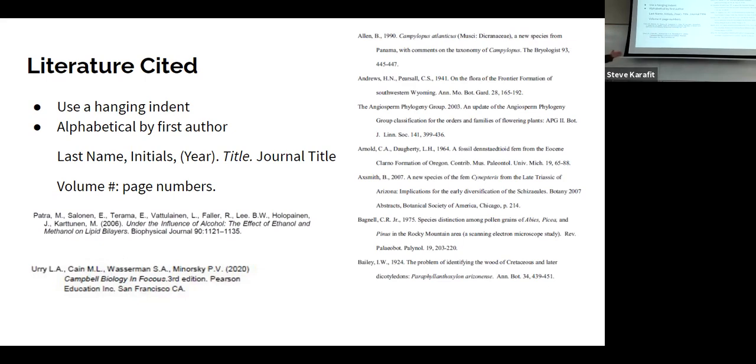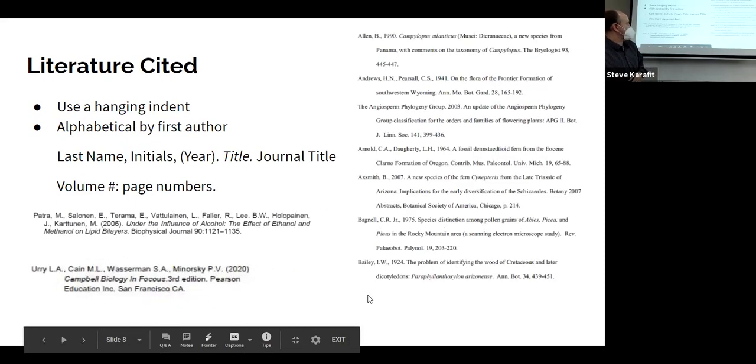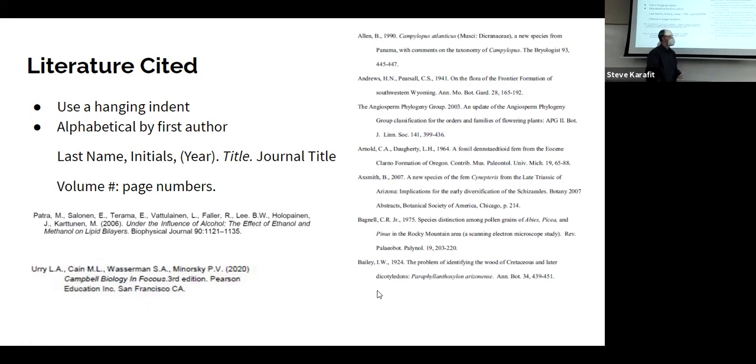And these are in alphabetical order by the first author. Once again, if I had Desord and Hurley, that would appear down here under the D's somewhere. I only have down to B here on this example, but you're not going to have that many. By all means, you're going to have like 2 or 3, but you know what I mean. They'll be in alphabetical order based on the first author.